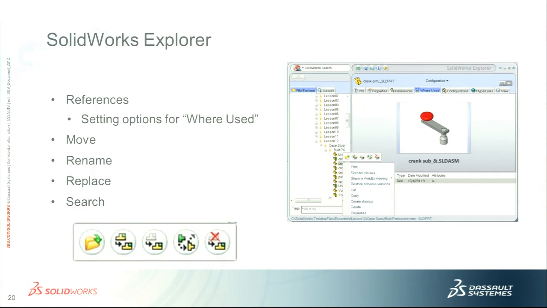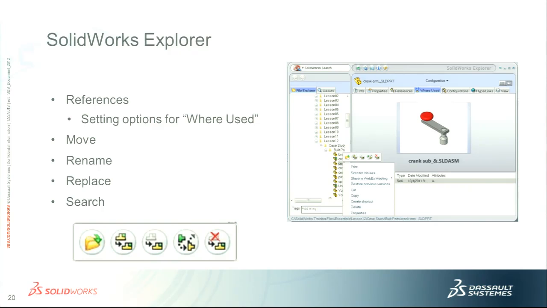Okay, inside of every copy of SolidWorks is SolidWorks Explorer. This has some very cool functionality. It will tell you things like references of parts. So if I have an assembly and I need to know all the parts that are in that assembly and where they're located, I can use SolidWorks Explorer.